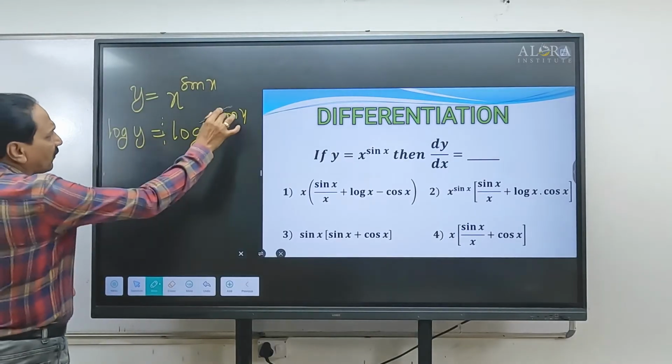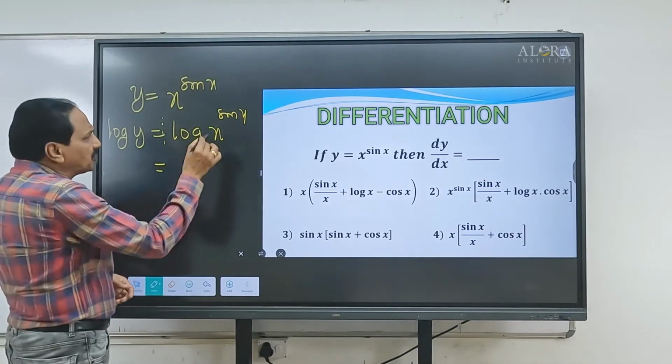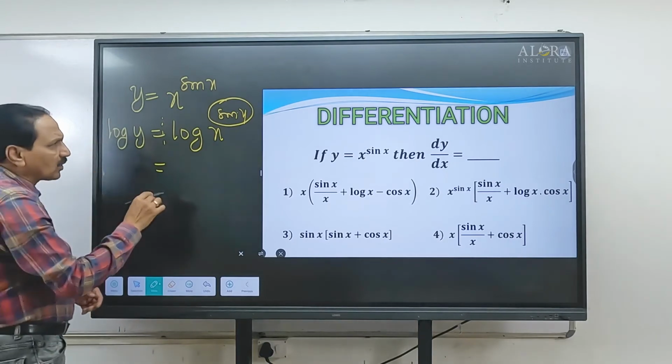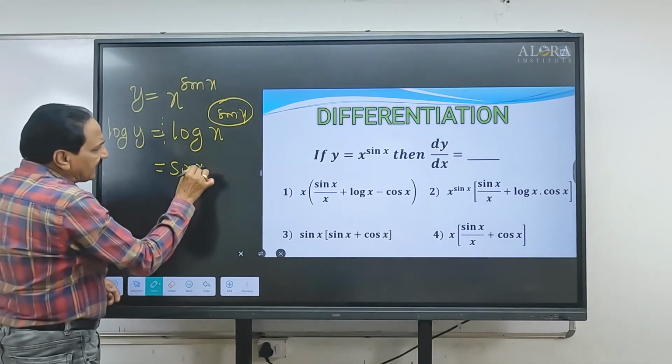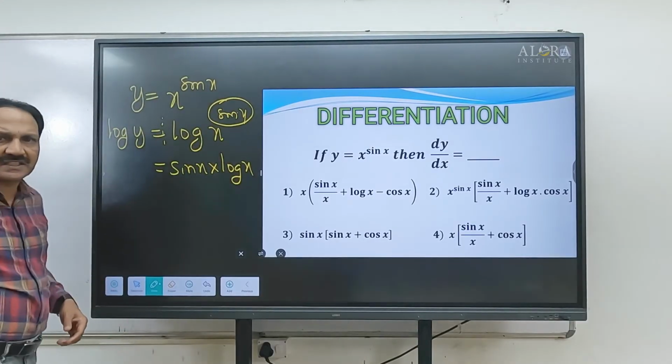Log y equal to log of x raised to n. Look at the RHS. Here a simple rule of logarithm can be used. X to the power sin x, this is the index that will come outside when you apply the rules of logarithm. So you can write it as sin x into log x. Directly you cannot differentiate here.